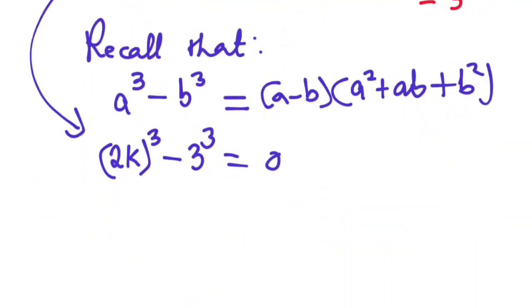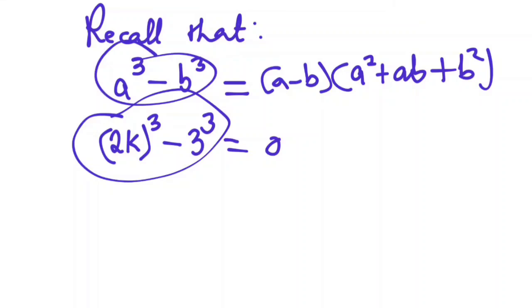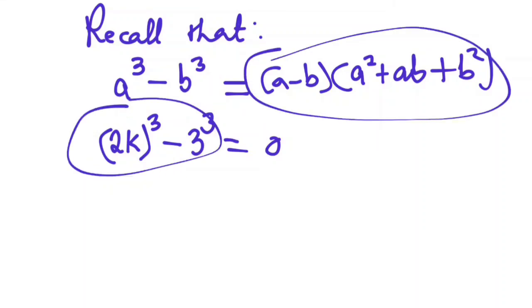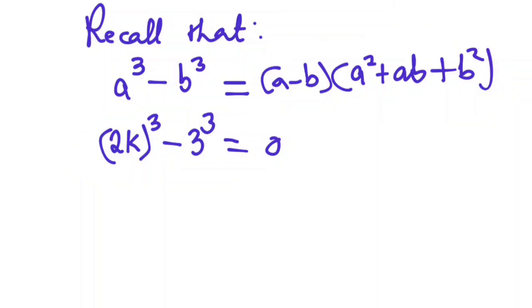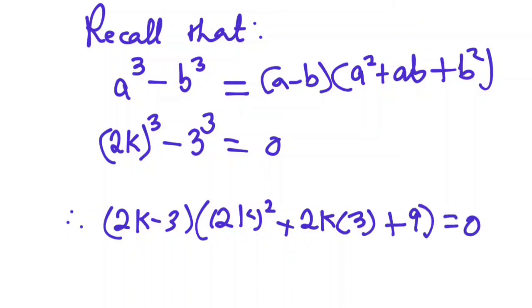So you can see now that the left hand side of this is now this. Understood? So I'm going to write this in the form of this. Alright? So therefore, I'm going to have 2k minus 3, then into bracket 2k squared, plus 2k times 3, then plus 9, then everything equals 0.